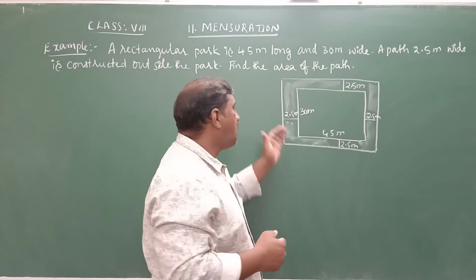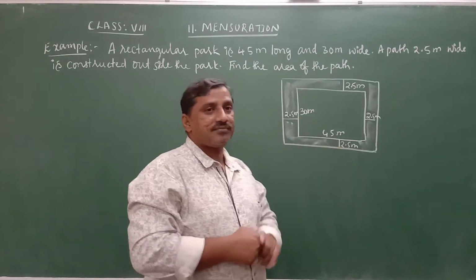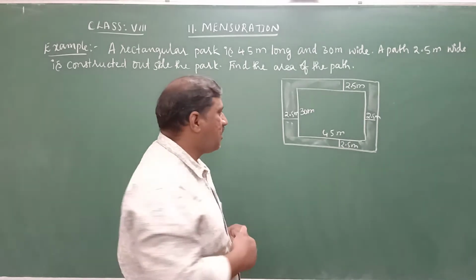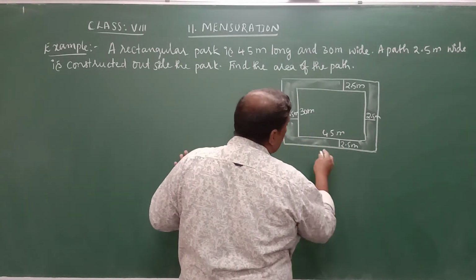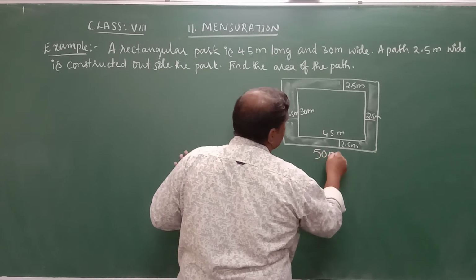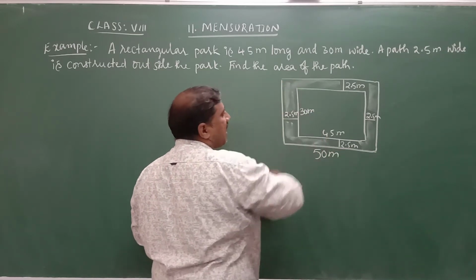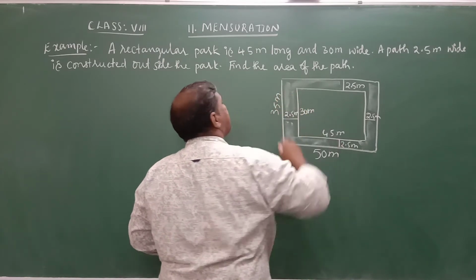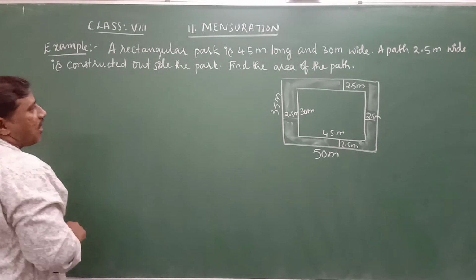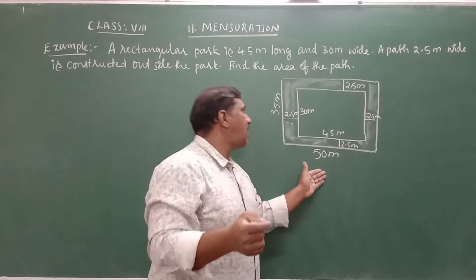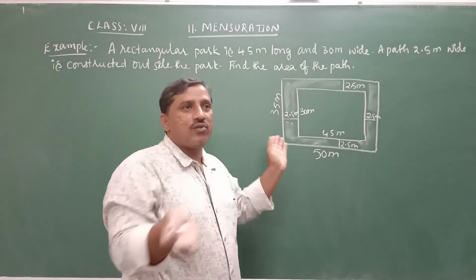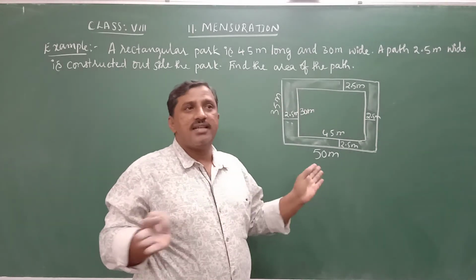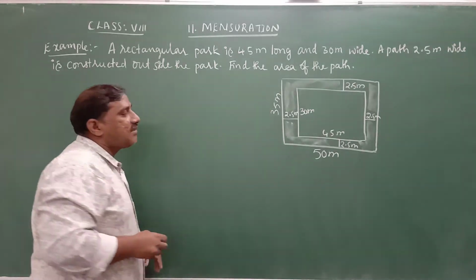So 5 meters will be added to the inner rectangle to get the outer rectangle length. Therefore 45 plus 5 will be 50 meters. Similarly the outer rectangle width will be 30 plus 5, 35 meters. Now we know the length and breadth of the outer rectangle. So find the area of the outer rectangle and the area of the inner rectangle. Then subtract, we will get the area of the path.